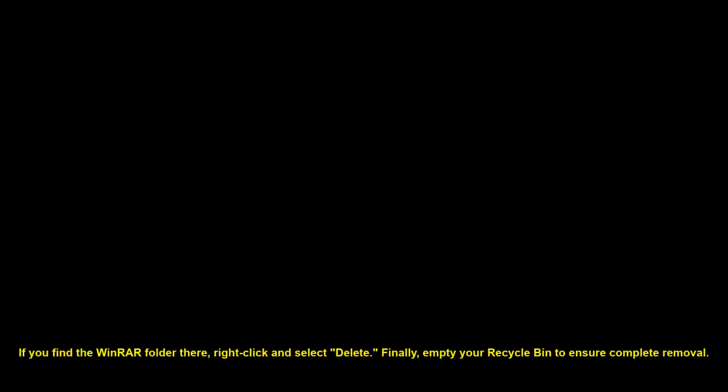Now, check for any leftover files in the installation directory. Open File Explorer and go to the default installation path, typically C:\Program Files\WinRAR. If you find the WinRAR folder there, right-click and select Delete. Finally, empty your recycle bin to ensure complete removal.